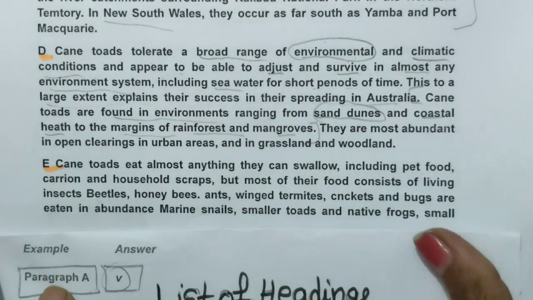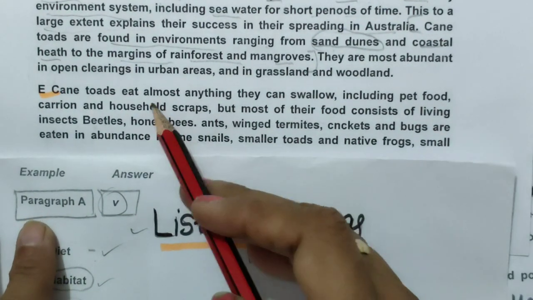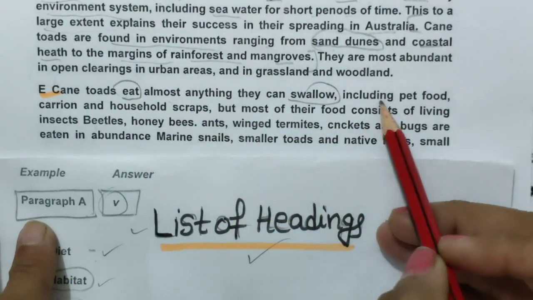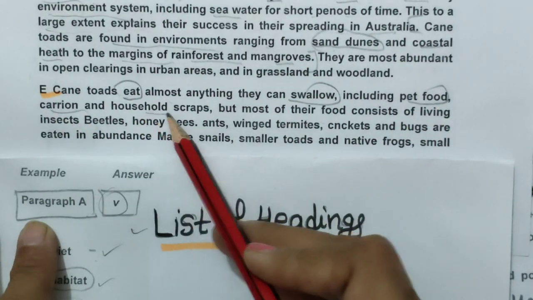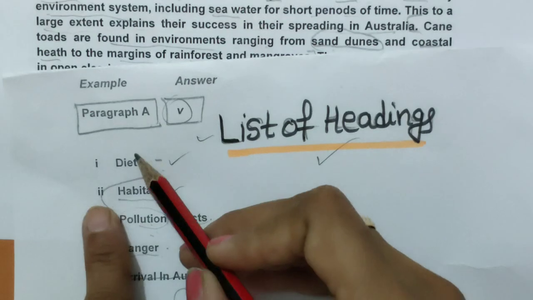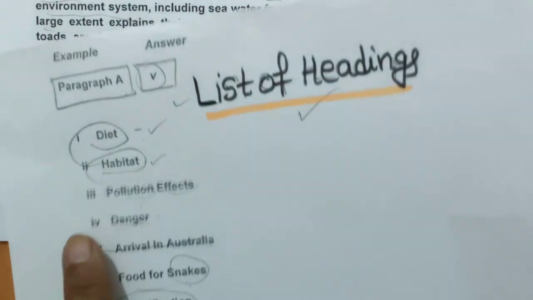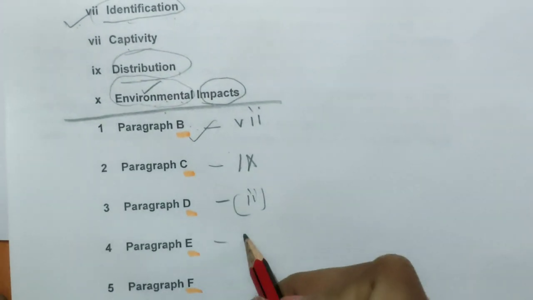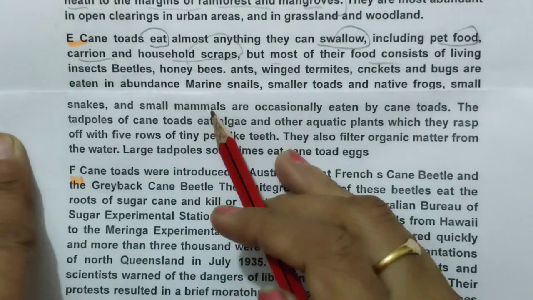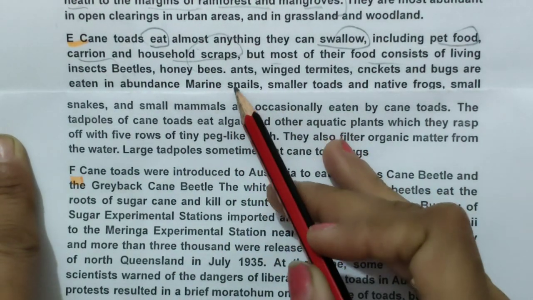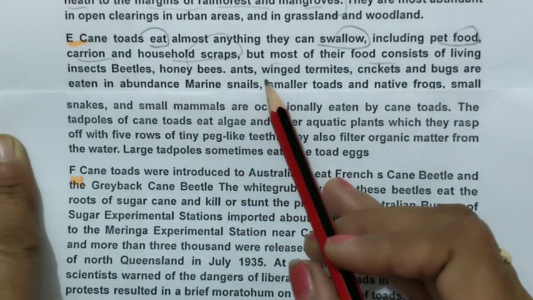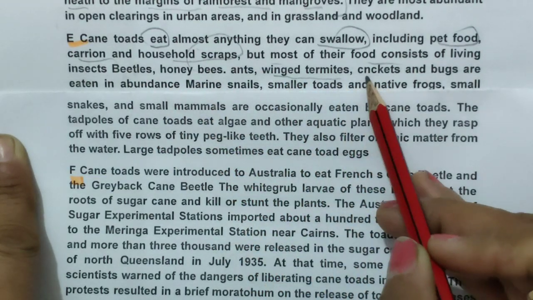Now E paragraph. Let's see. Cane toads eat almost anything they can swallow, including pet food, carrion, household scraps and all. It means they are talking about diet. So we will just go with this. But yes, we will read the full paragraph. I will show it to you. Now see this full paragraph, I am showing it to you. So here food consists of living within 1 minute. Please read the full paragraph because this is small.